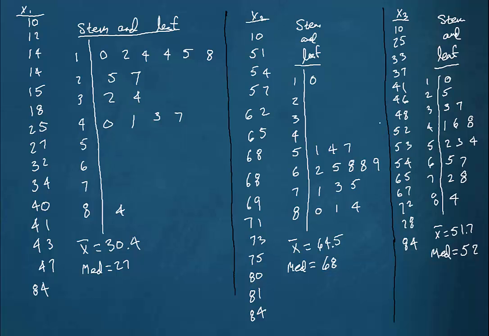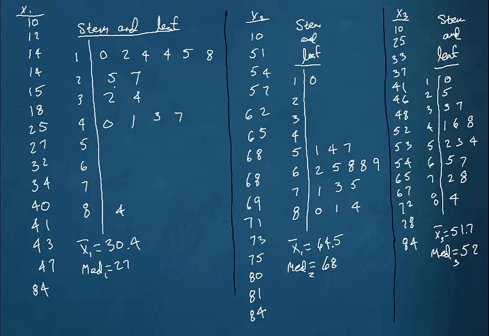We have three data sets here, x1, x2, and x3. And we have a mean and median for each one. X1 bar is 30.4, median 1 is 27. X2 bar is 64.5, median 2 is 68. X3 bar is 51.7, median 3 is 52.